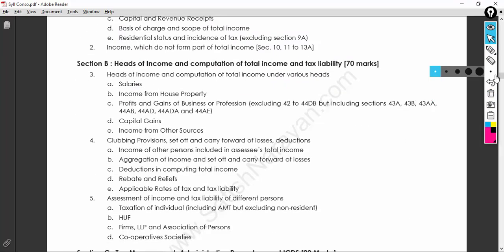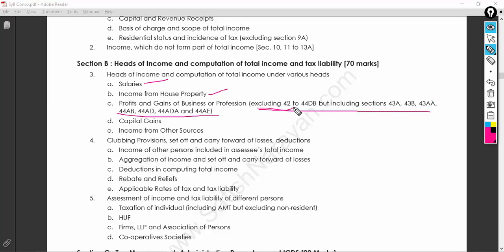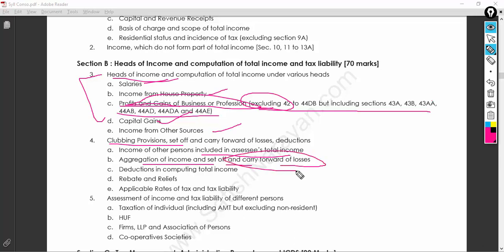Okay, so in total heads of income you have various topics and subtopics: salaries, income from house property, and remember all the sections which are excluded in profits and gains of business. You also have capital gains income, which forms part of your heads of income, and you have clubbing of provisions, clubbing of various persons' and assessees' income, aggregation of income, and set off and carry forward, how many years you will carry forward the loss, whatever it is. Then you have the deductions.